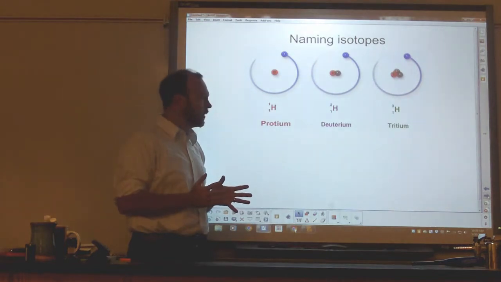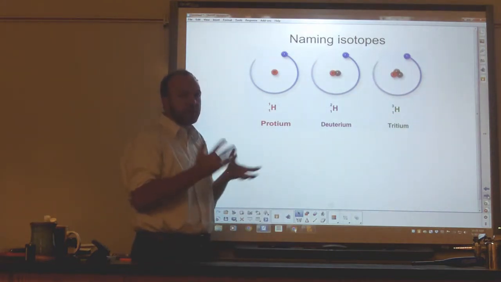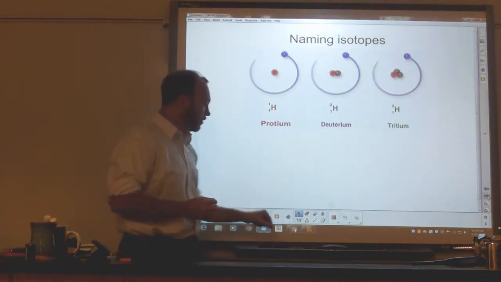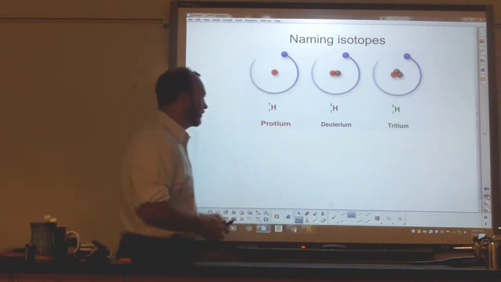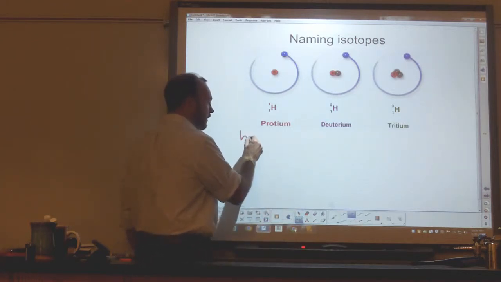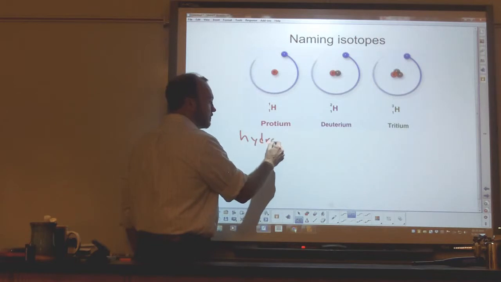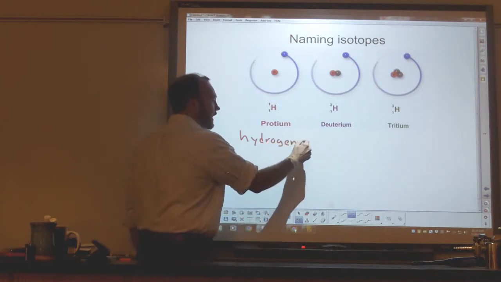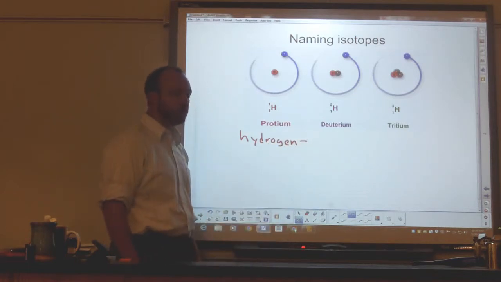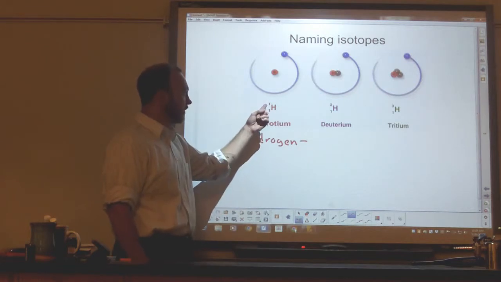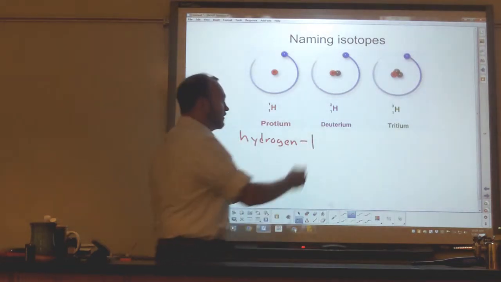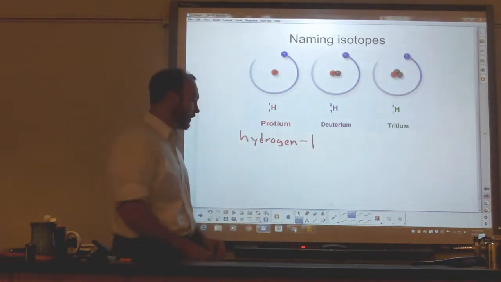That's not usually the way we're going to name things, though. Those are specific names that just apply to hydrogen. The way we are going to name our isotopes is we're going to write the name of the element, hydrogen, dash, and then we are going to put the mass number. So this has a mass of 1. So this isotope is hydrogen 1.